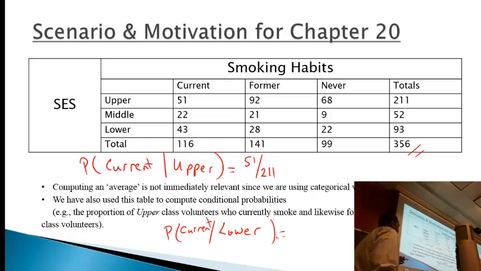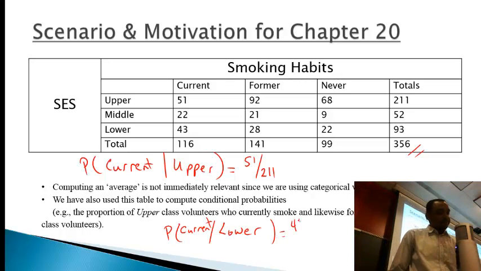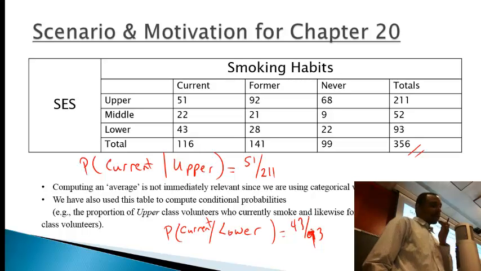All right, so Gail, of the lower class persons, what percent are current smokers? Wouldn't that be 43 out of 93, right. Okay. So what we can do, that's a 9. That's a 9 right there.